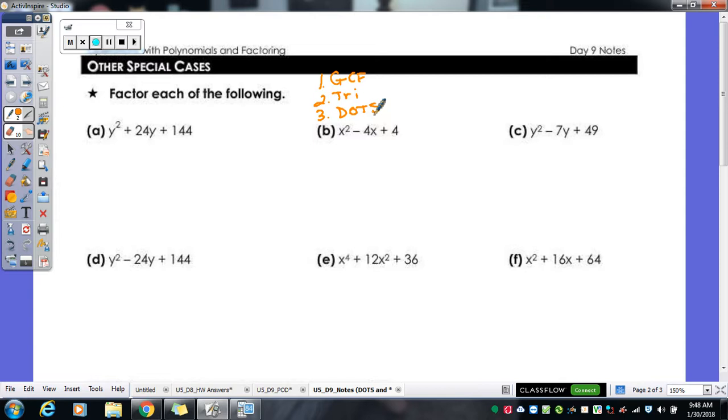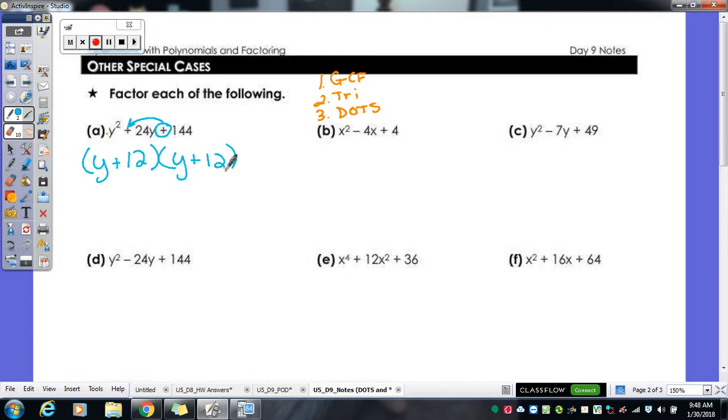So looking at letter A, do we have a GCF? No, we don't. But we got 1, 2, 3 terms, so this is going to be our trinomial. So remember, with our trinomial, it's 2 sets of parentheses, just like your dots was 2 sets of parentheses. Our signs, are they going to be same or different? Both going to be plus. So we get y plus, y plus. So we're going to look for what multiplies to give us 144, adds to 24.